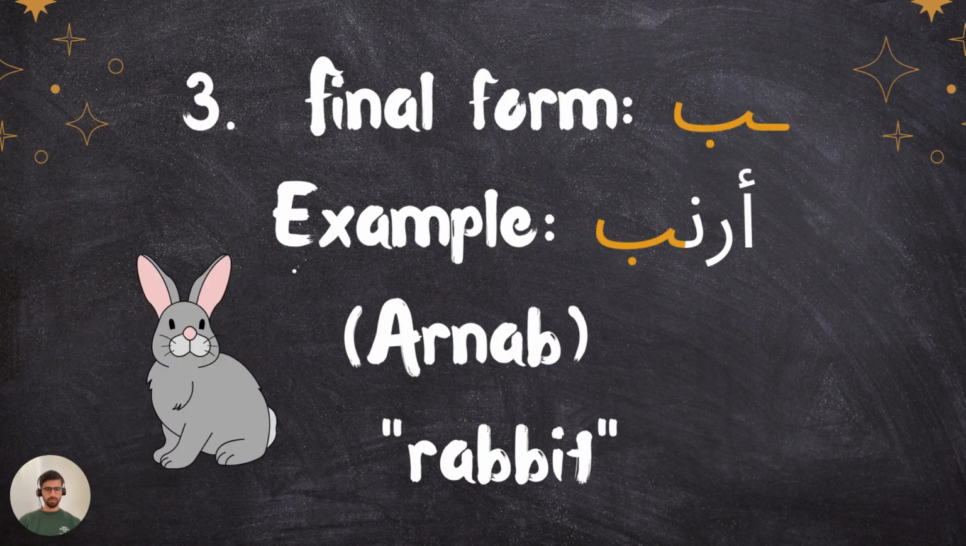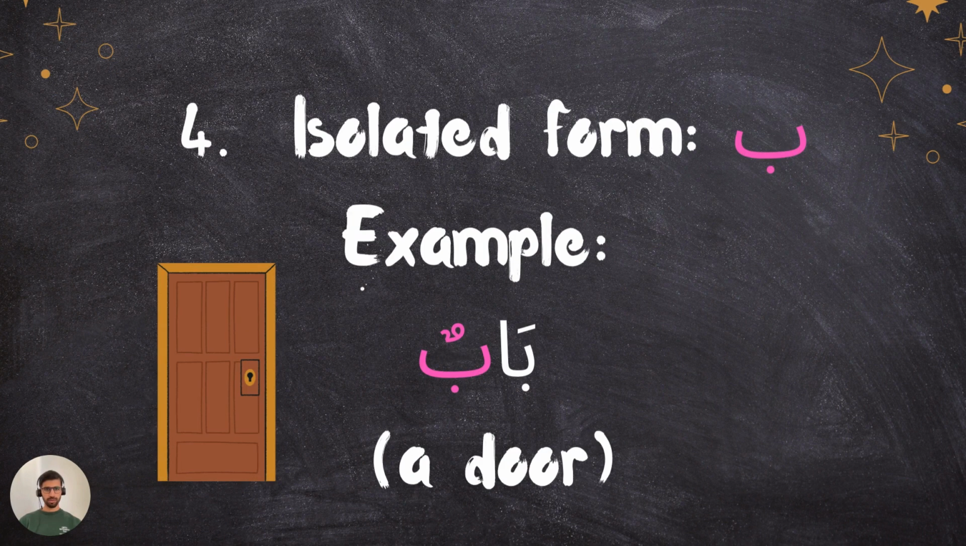The final form of Be, as in أرنب, rabbit. While the isolated form of Be is written, as you can see in the pink color, as in Bob, a door.